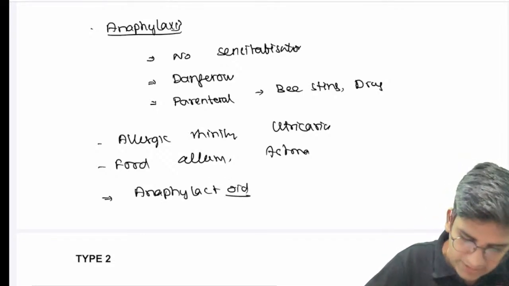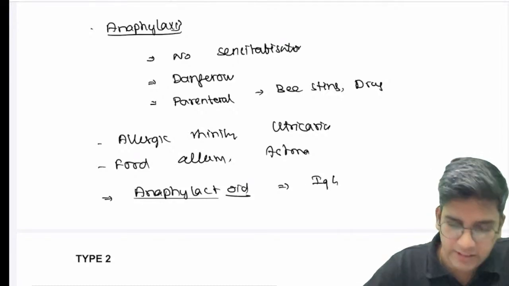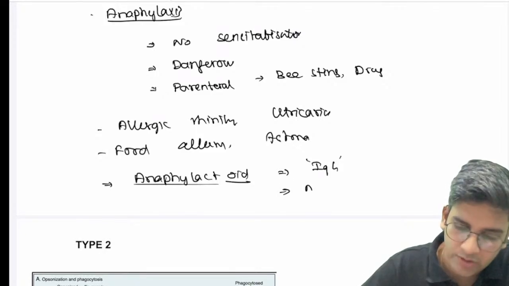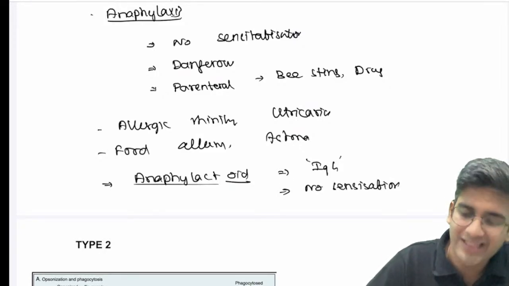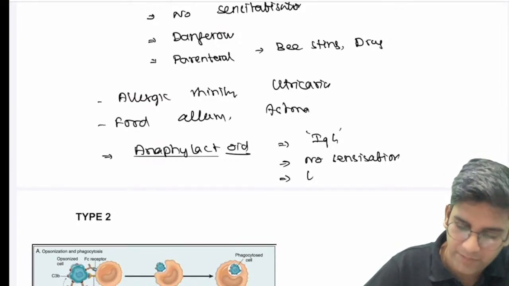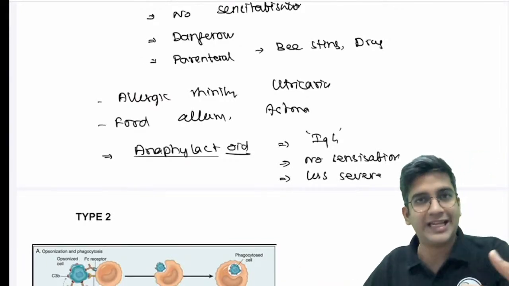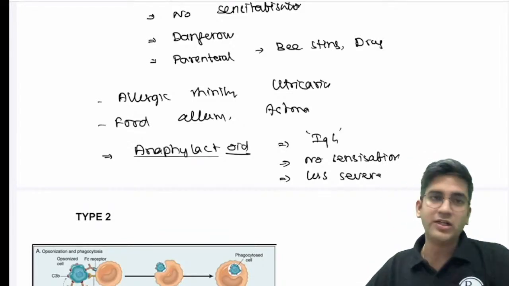Oid means like, right? So this is IgG dependent, not IgE dependent. So it's anaphylactoid, like an anaphylaxis. Again here also, there's no sensitization. That's why it's like anaphylaxis, but it's not dangerous, right? It's less severe. Okay. So that's anaphylactoid reaction. It's anaphylaxis like, but IgG mediated, but not dangerous, without sensitization. That's why I call it anaphylactoid, right?